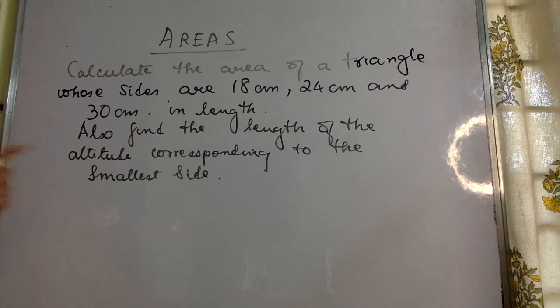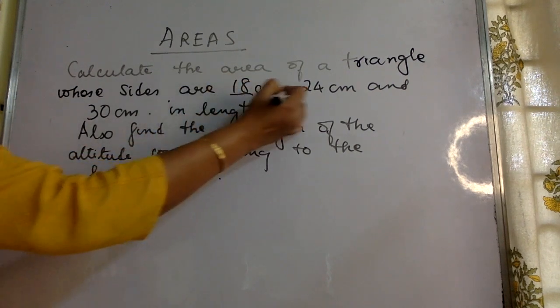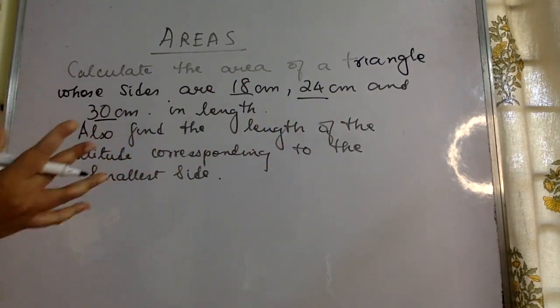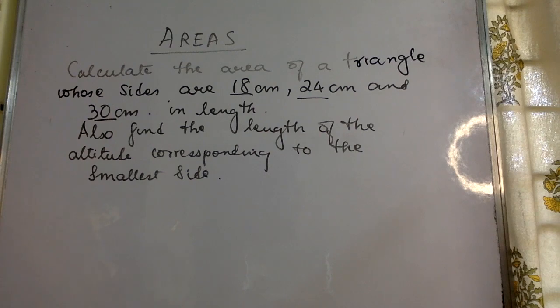Now here I can clearly see that it is 18, 24 and 30, which means it's a scalene triangle. If it is a scalene triangle, and no height is given, no perpendicular altitude is given, we'll have to use Heron's formula. Now what is Heron's formula? First thing in Heron's formula, we need to find the semi-perimeter.